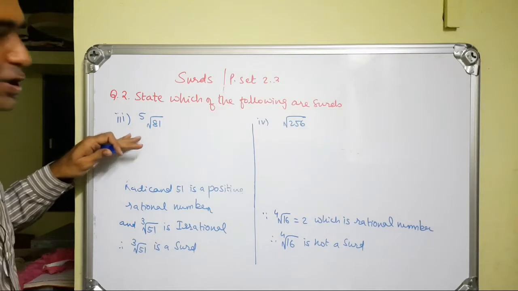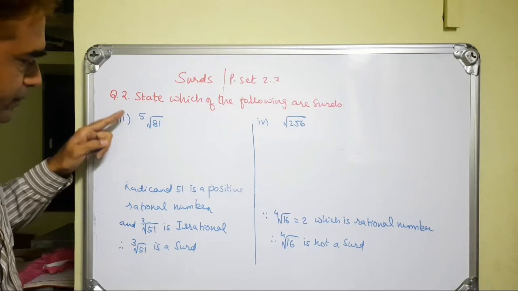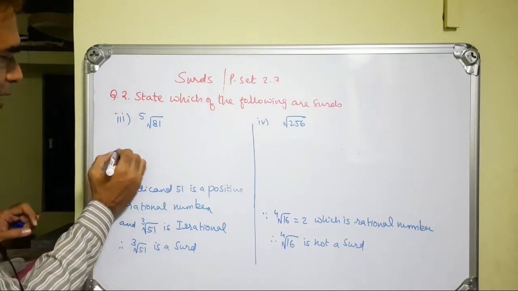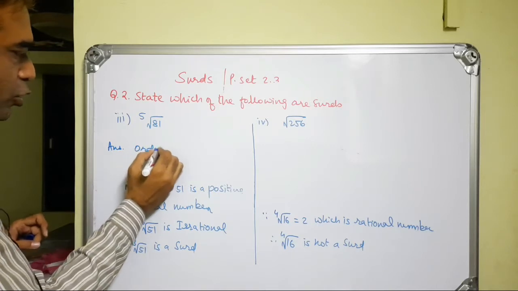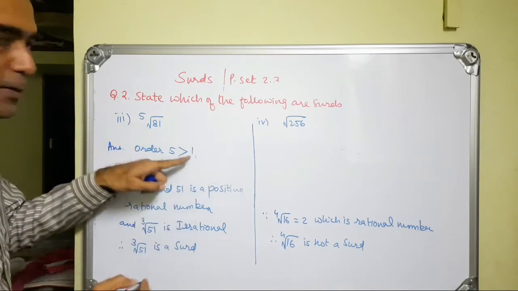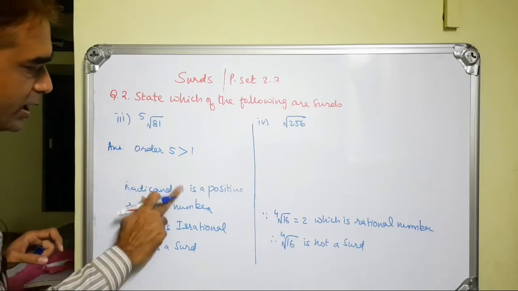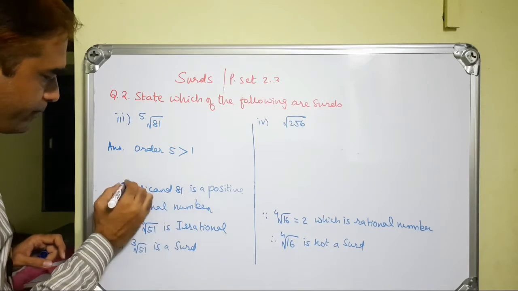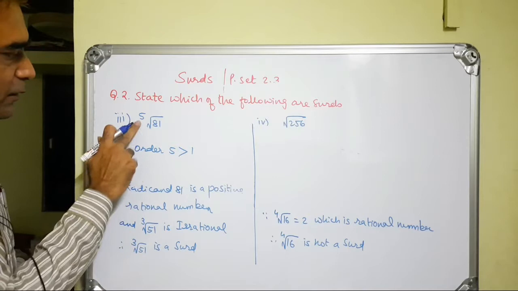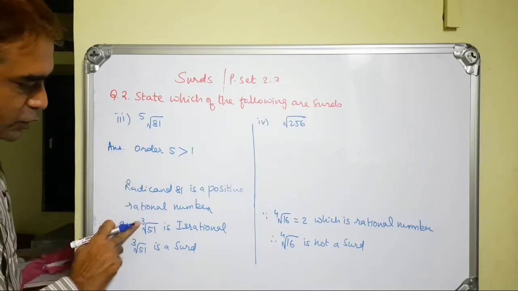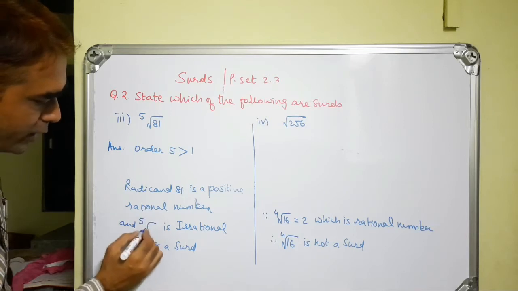Now third number sub question is fifth root of 81. Is it absurd? Let's see. Order, again you will write answer or solution. Here order 5 is greater than 1. Radicand, earlier the radicand was 51, now the radicand is 81. Radicand 81 is a positive rational number, and this number fifth root of 81, earlier the number was cube root of 51, now the number is fifth root of 81.